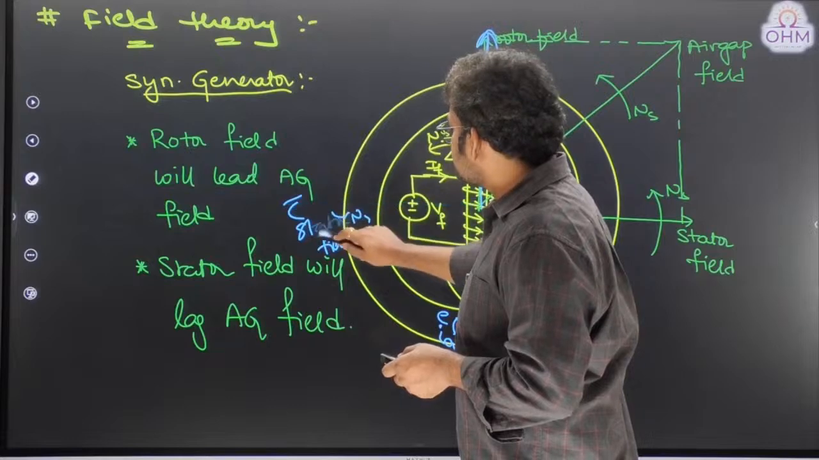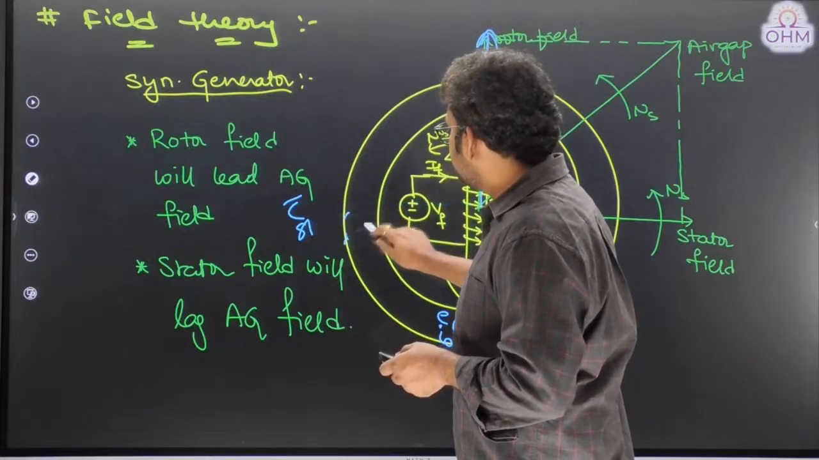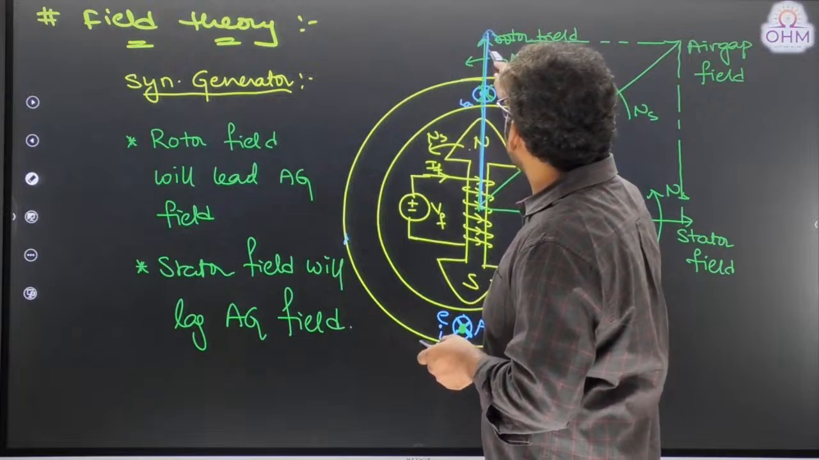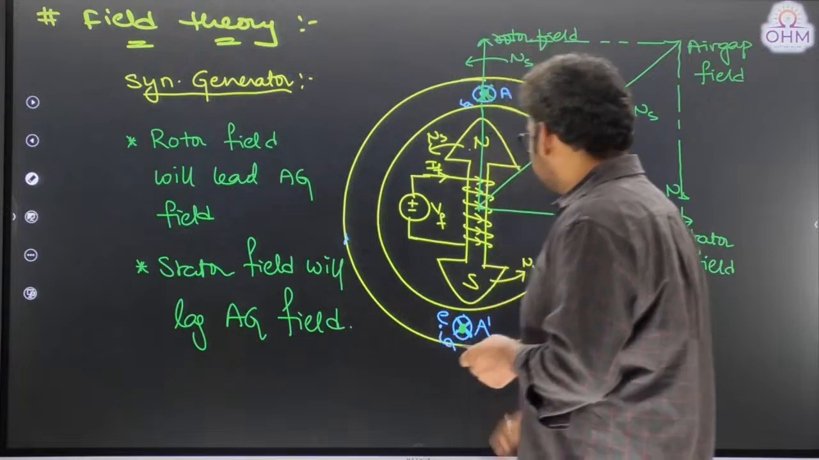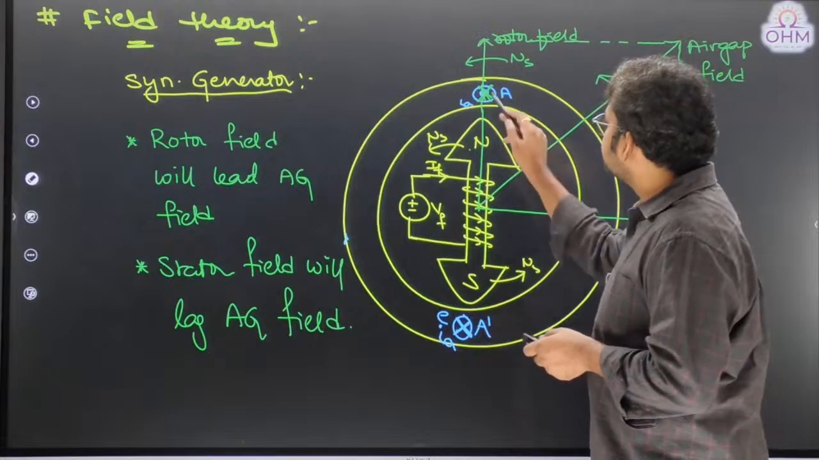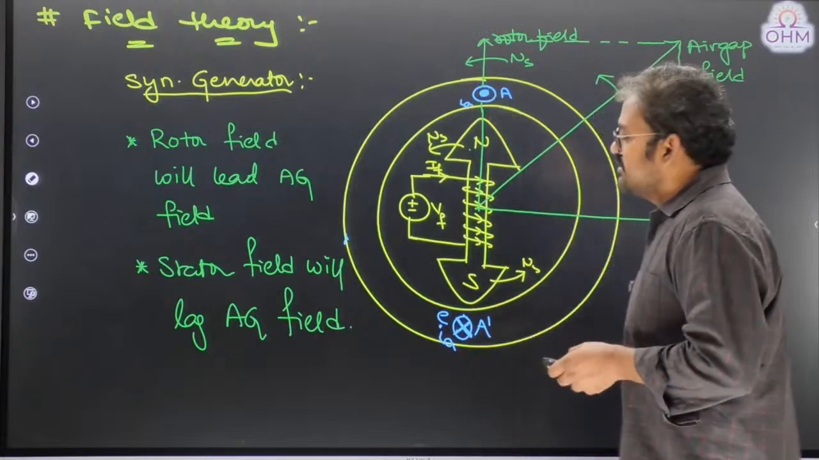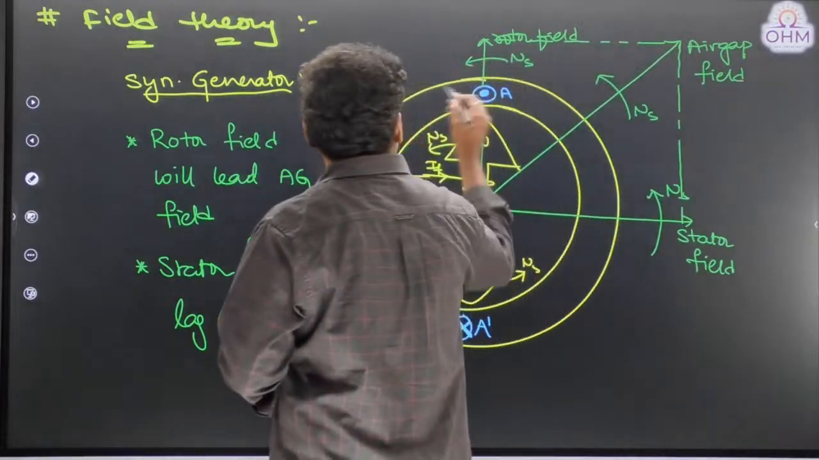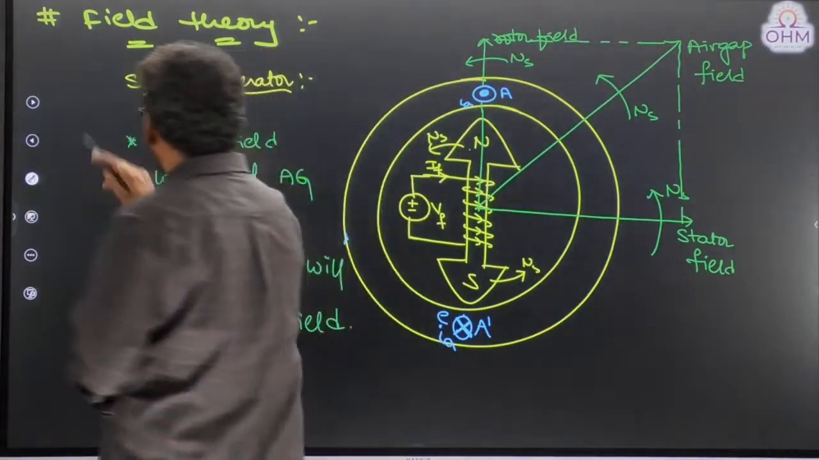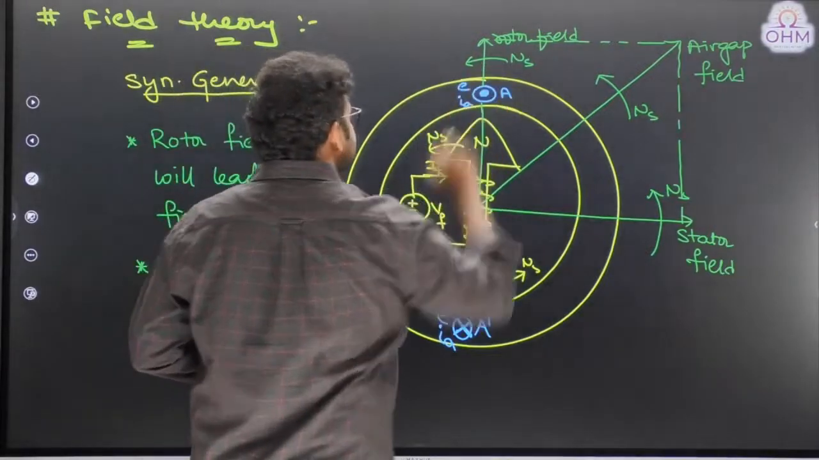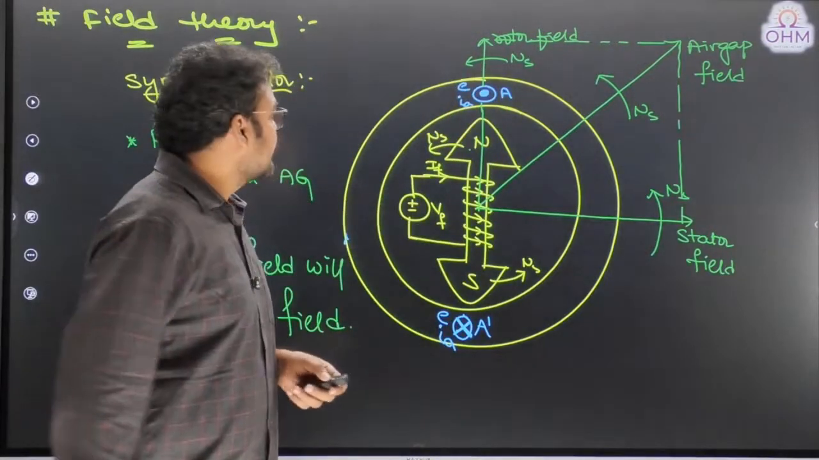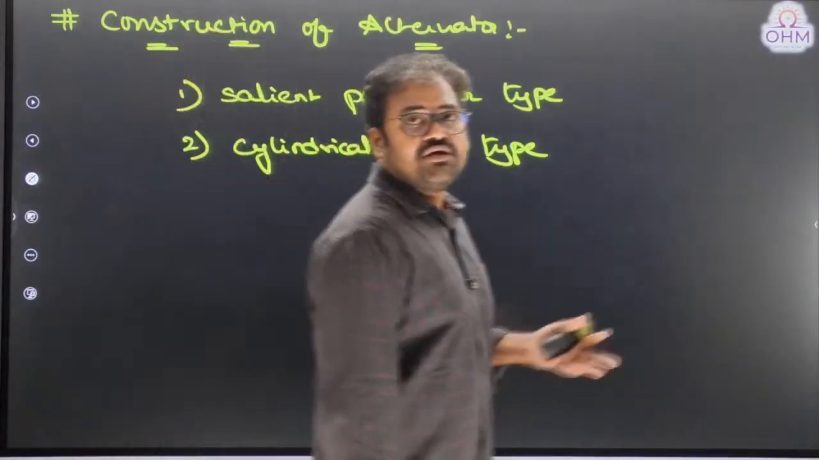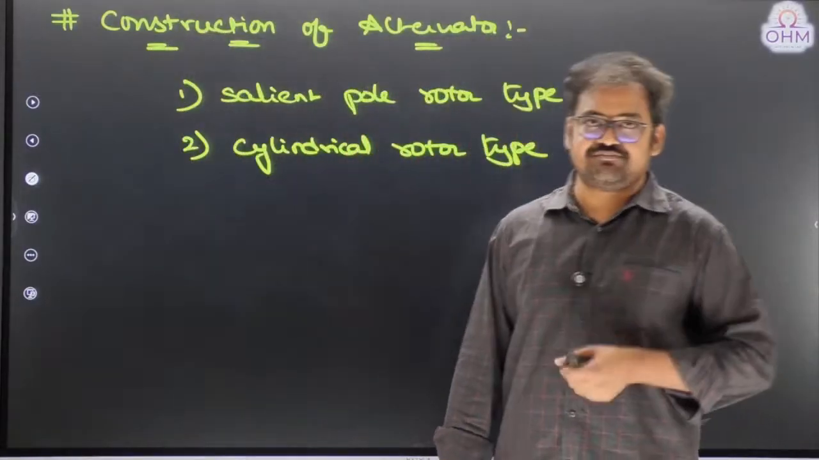I hope you can easily understand that, because the only difference is the direction of current reverses. That's all. So let me eliminate these things. I request all of you, please try to understand the field theory of a synchronous motor as well. Okay, this is generator. Motor means exactly current reverses, especially armature current, so that you can understand. So this is about the field theory in case of synchronous machine.